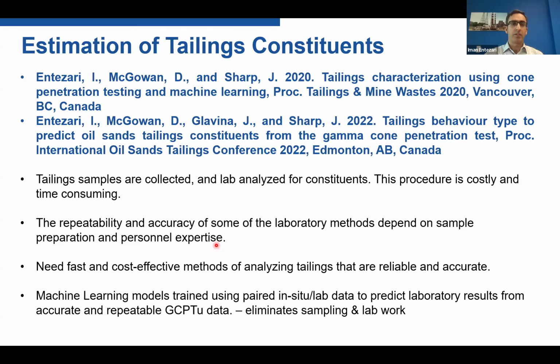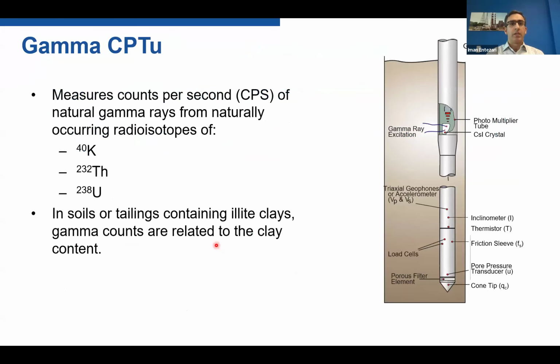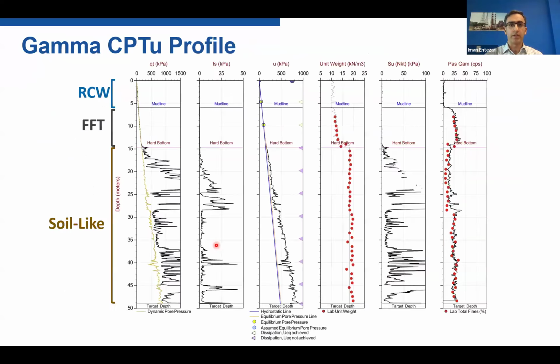So I'm going to go over how this was done. In the oil sands, we normally push gamma CPT. Gamma is a module that measures counts per second of natural gamma rays occurring from the radioisotopes of potassium, thorium, and uranium. In soils or tailings that contain illite clays, we have seen that gamma counts are related to the clay content and fines content. So there is a high correlation between gamma and fines content in the oil sands.